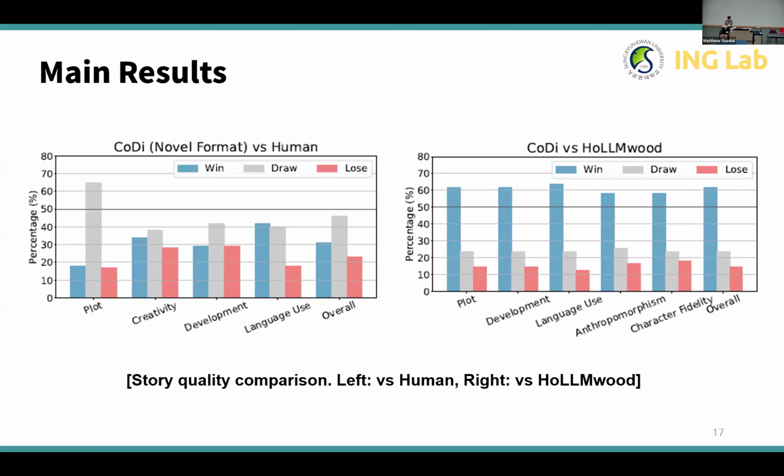The character fidelity means that it is checking whether there is a character profile and the character acts based on the profile. The metric checks whether the character acts consistently with the profile.